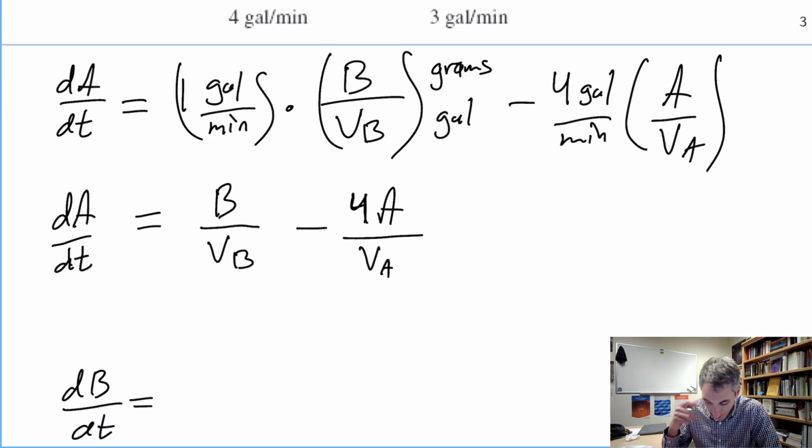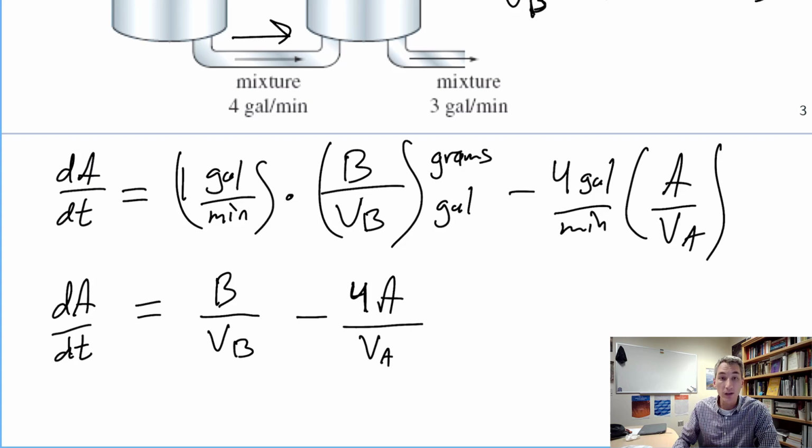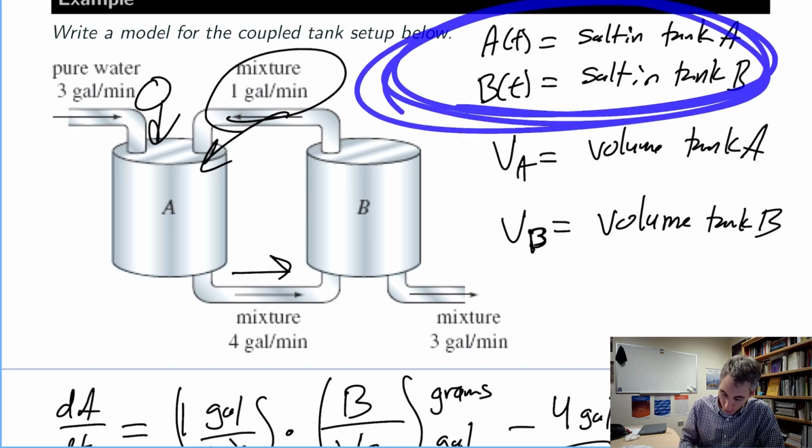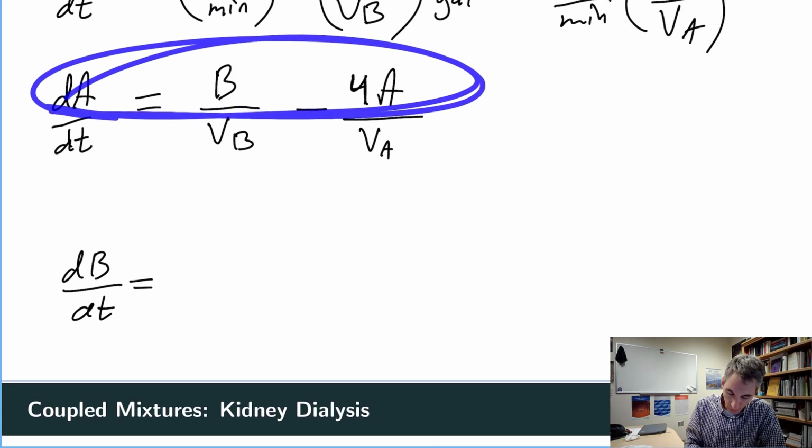B over VB minus 4A over VA. Now, it's a system, right? It's a system because the A equation has A's and B's in it. A and B are functions up here, remember? And we've got two of them, and so they both show up.